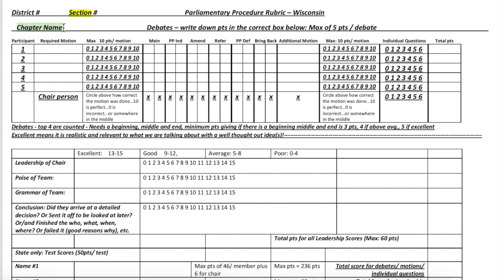The next part is the chapter name. You're going to get a list of chapters that you'll be judging, and then as each one comes in, you're going to make sure you put their chapter name down.